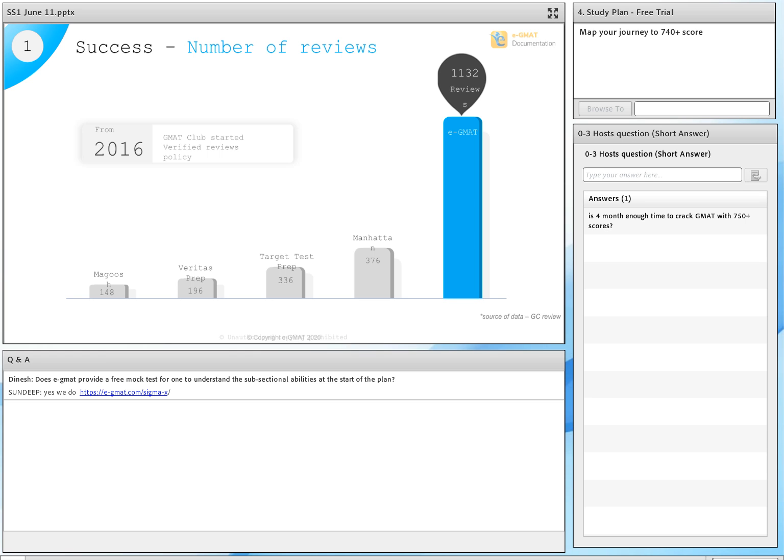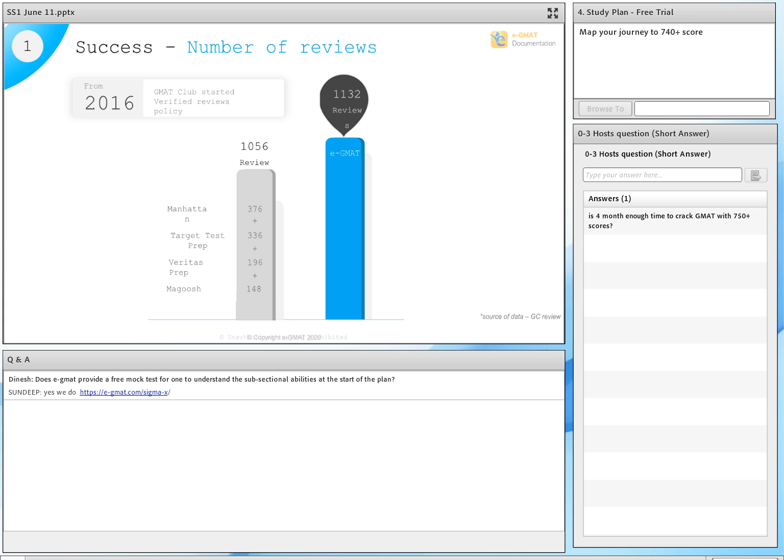And when you look at us versus other folks, what you're going to find is that from 2016 to 2020, more people have posted verified reviews using the score report links for eGMAT than for any other prep company. In fact, if you combine all of these, you're going to find that the 1130 number between 2016 to 2020 is still higher. What about in 2021?